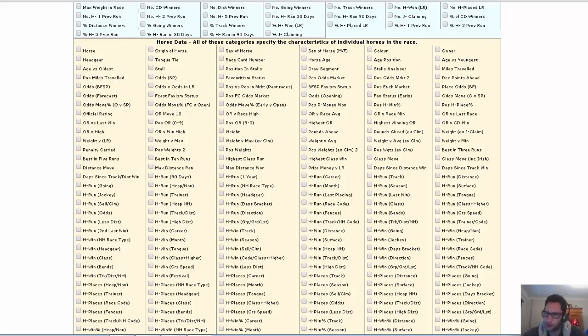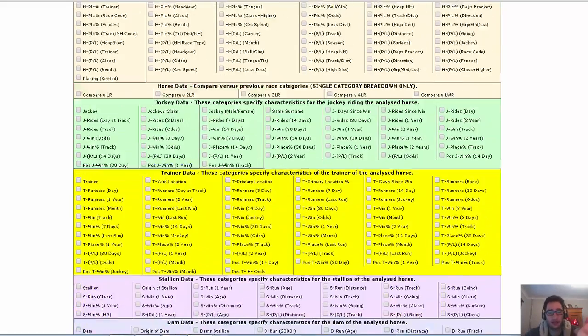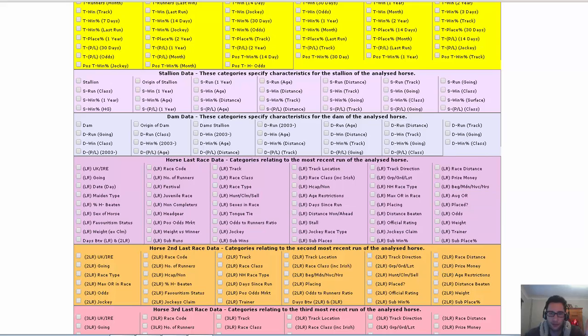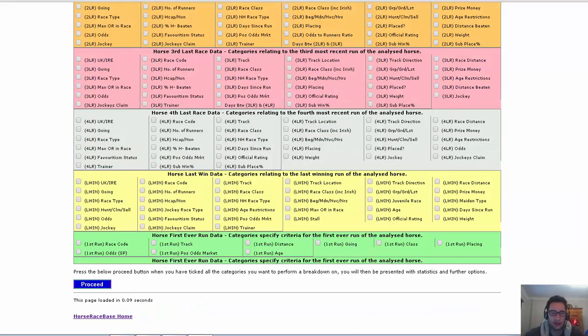Weight, what else have we got? I mean, you can look at finishing position last time out, you know, to his that were beaten.